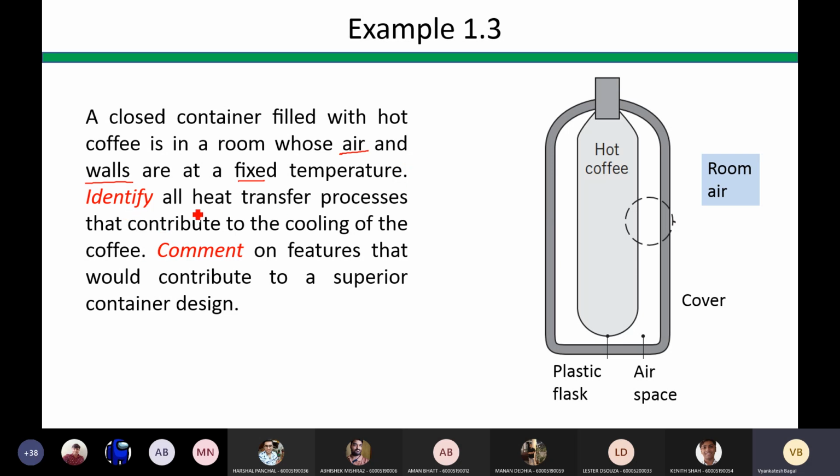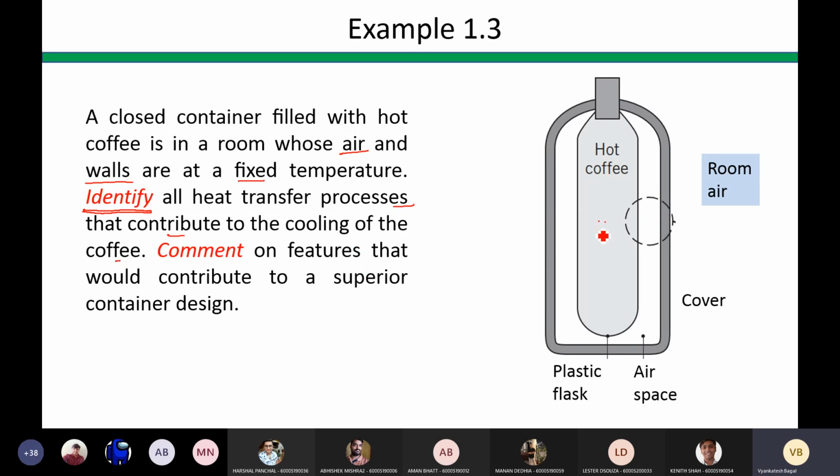Now, identify. This word is important. What I want my students to do is identify different modes of heat transfer. If you go back and check our course outcome for this particular chapter, you will find that I want my students to identify different mechanisms of heat transfer in a typical problem. So identify all heat transfer processes involved in this that contribute to the cooling of the coffee.